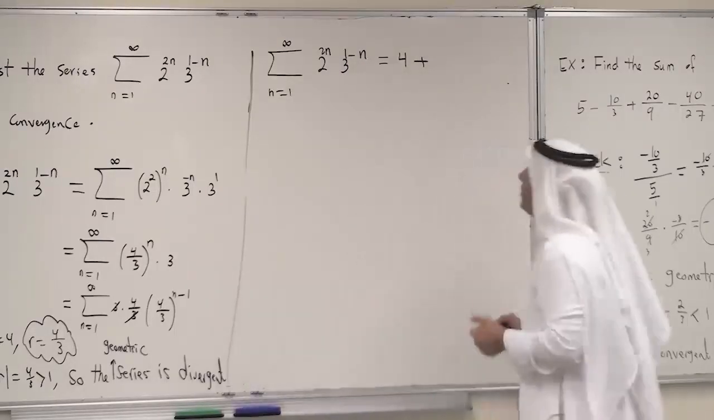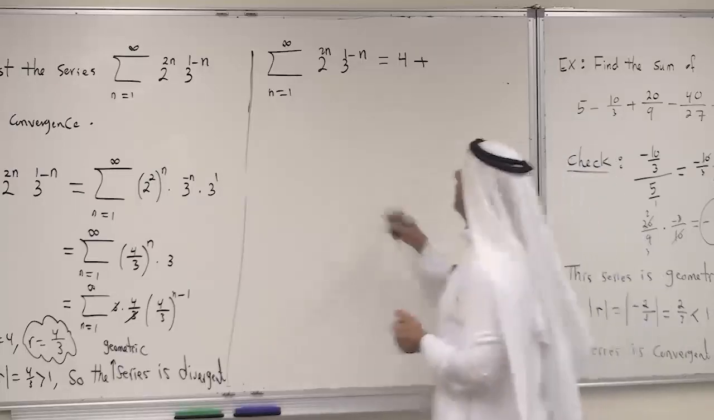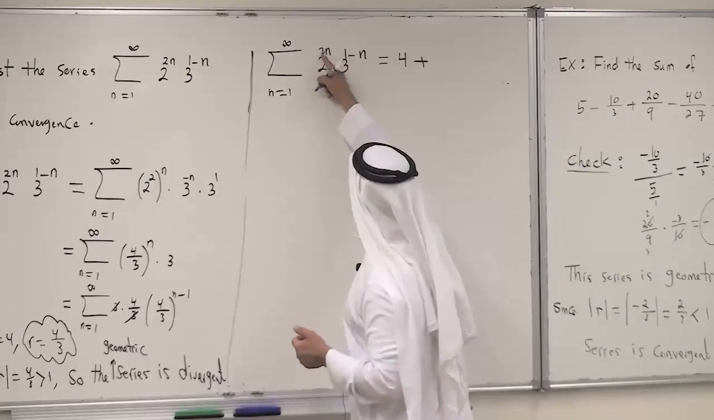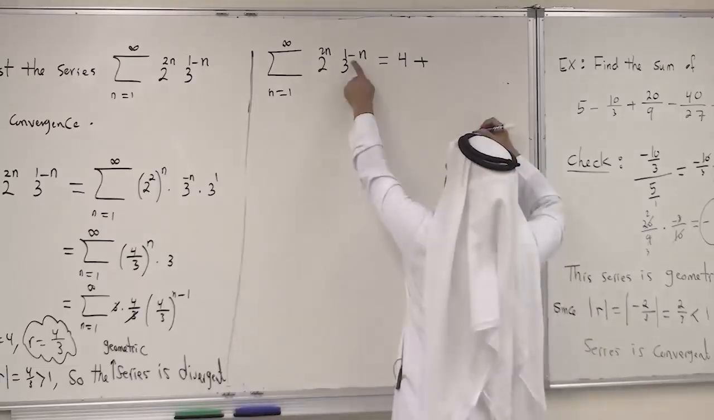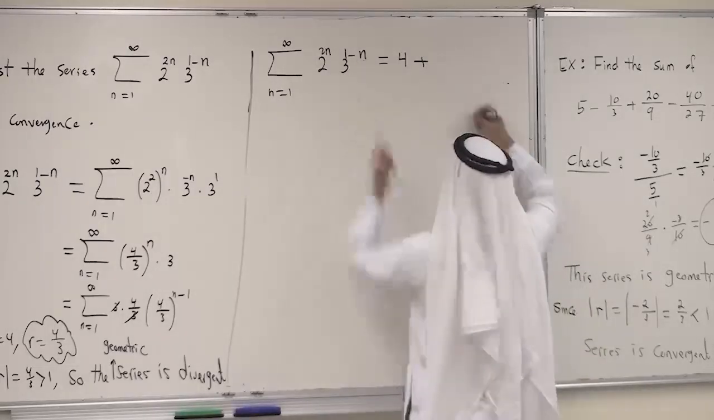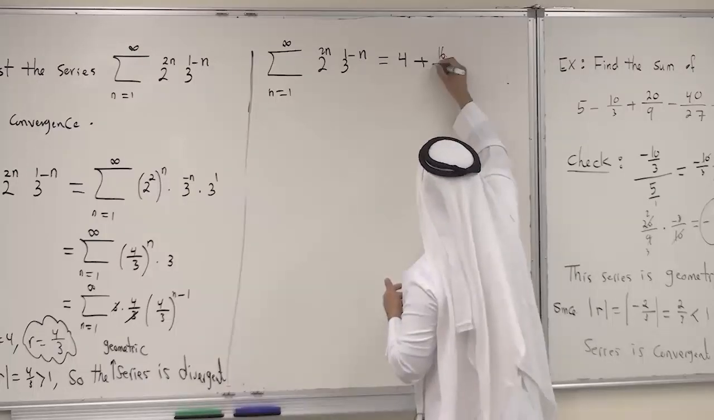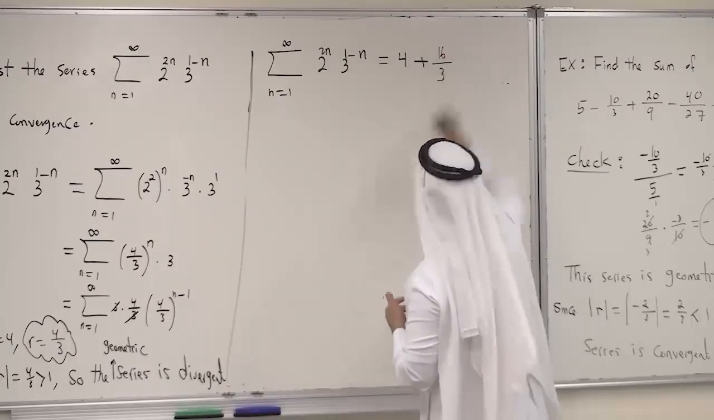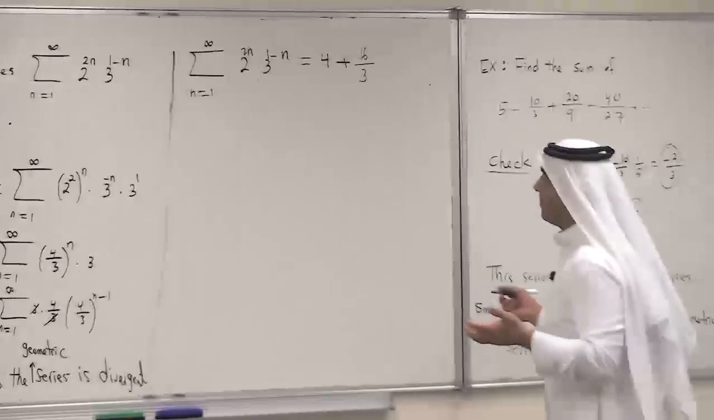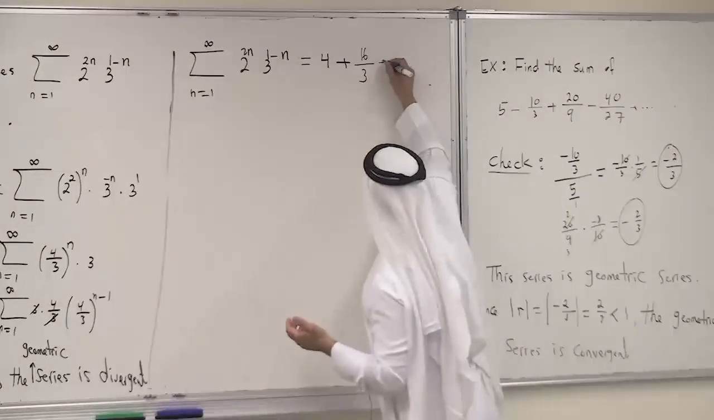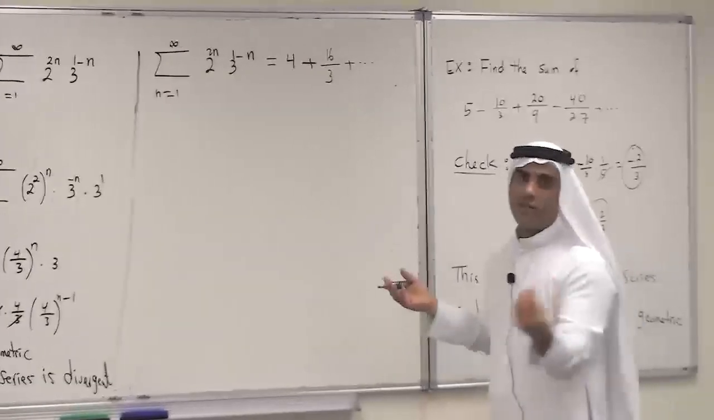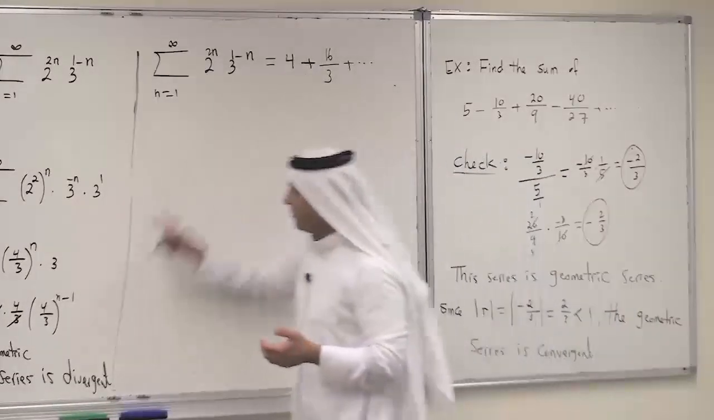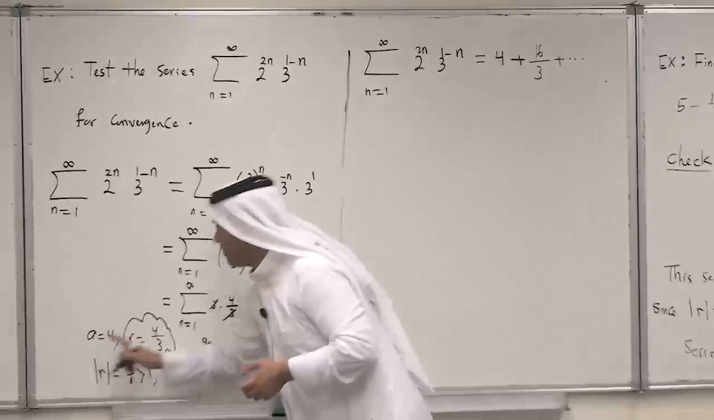And the next one will be just substituting 2 now. 2 times 2 is 4, 2 to the power 4 is 16, and if we substitute 2 here, 1 minus 2 is minus 1, so it is 16 over what? Over 3, okay? That is the second term. The third term, you substitute n equal to 3, etc. And then, the only thing you need is to find A and R. This is A equal to 4. So, as we had before, A equal to 4.